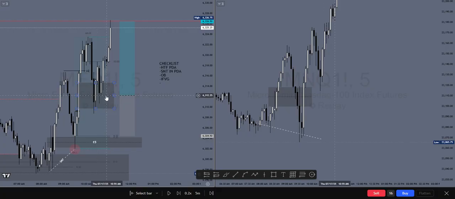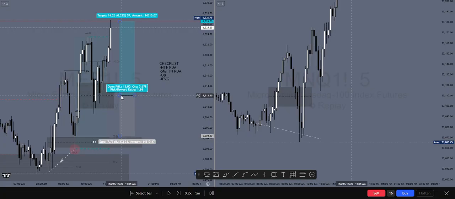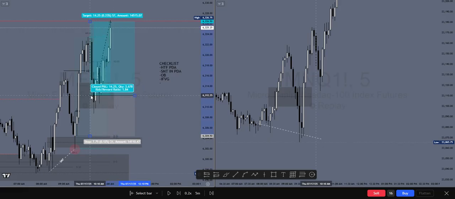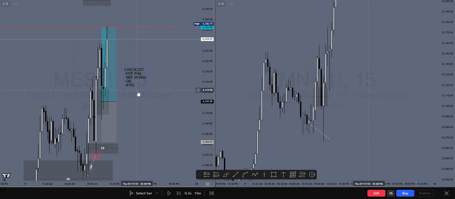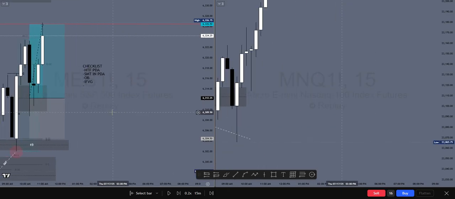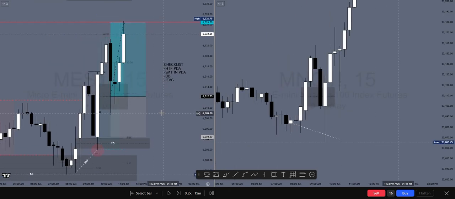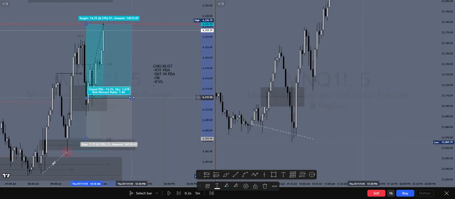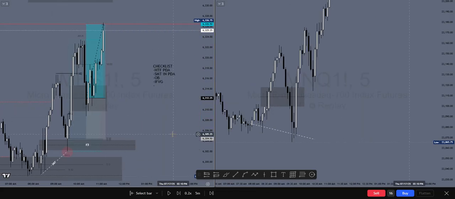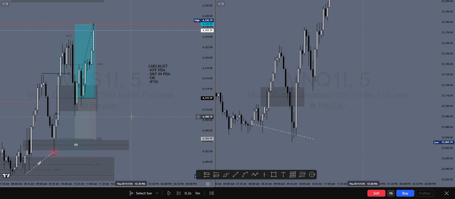Targeting the CE point as my main entry always gave me around a bottom tick of most of my trades. And if you guys can check this out, 15-minute time frame, we bottom tick this. This would have been our trade for New York today.